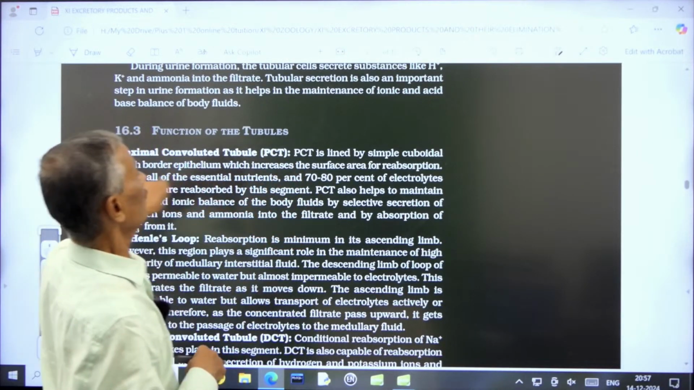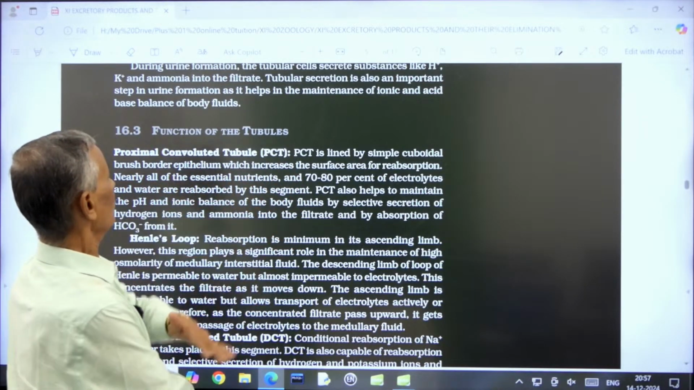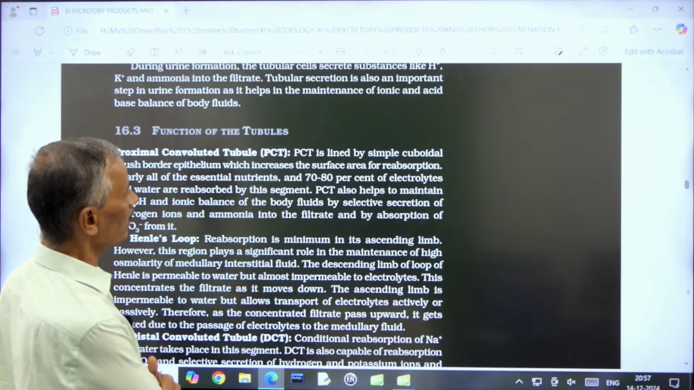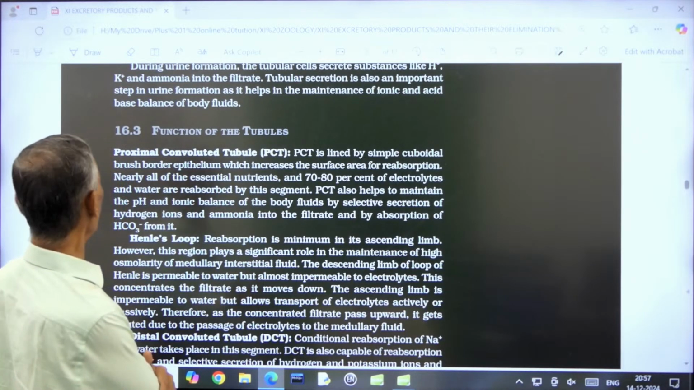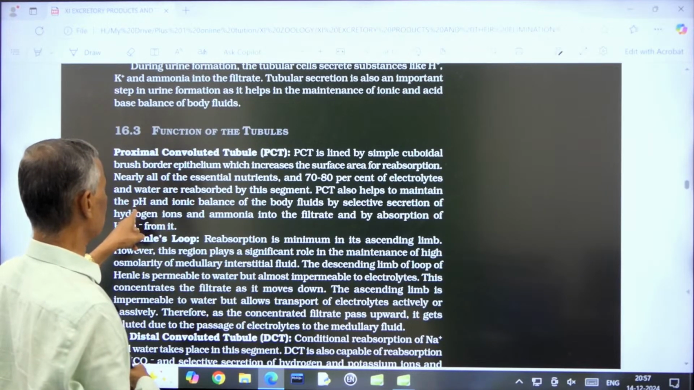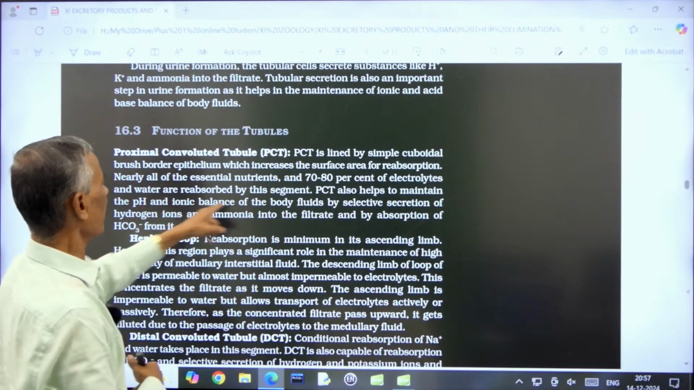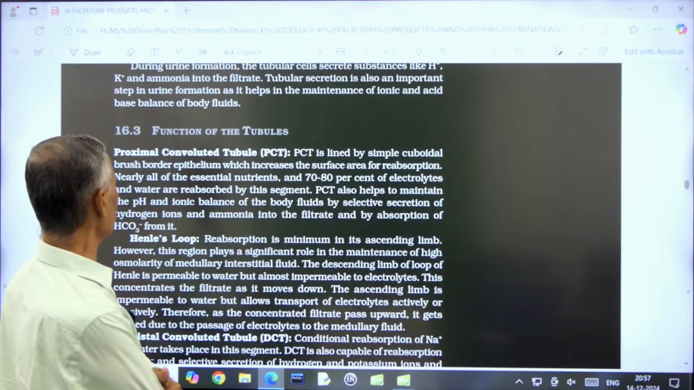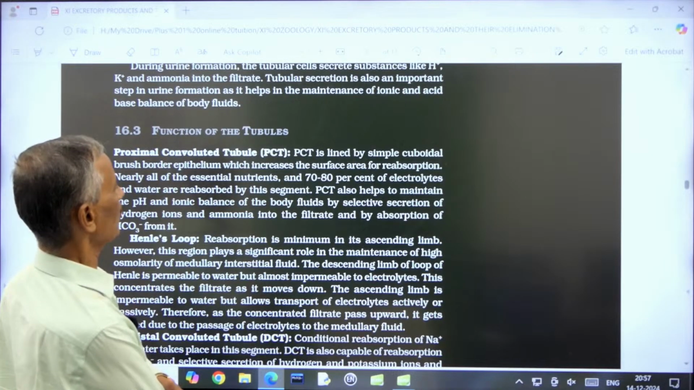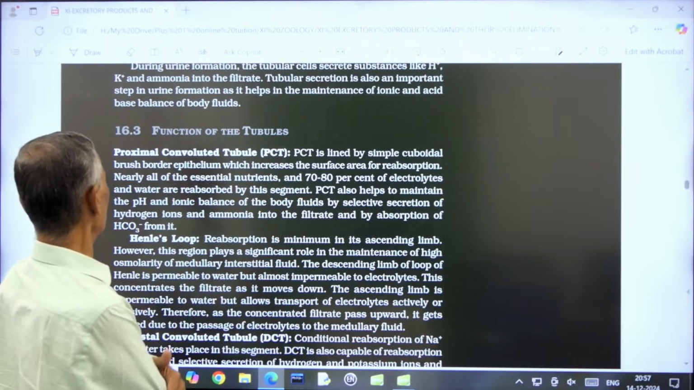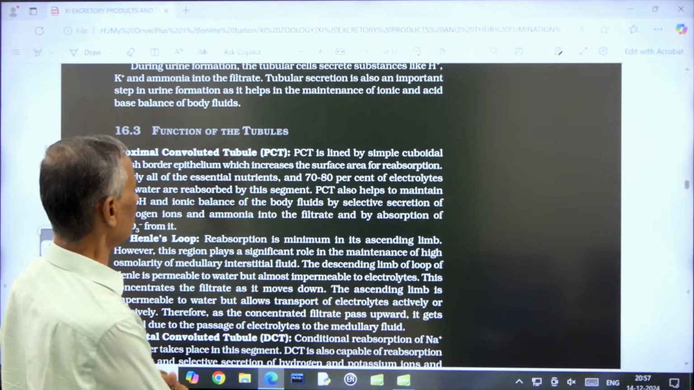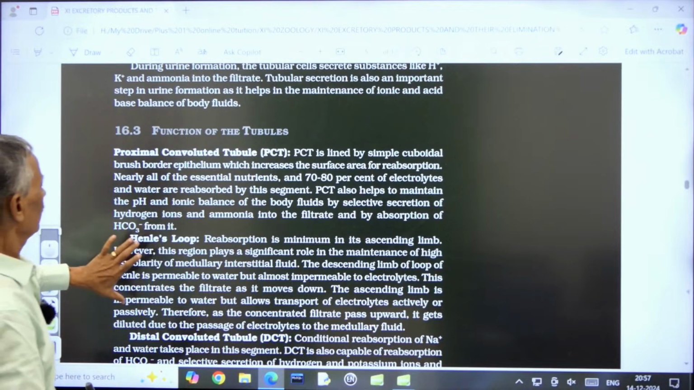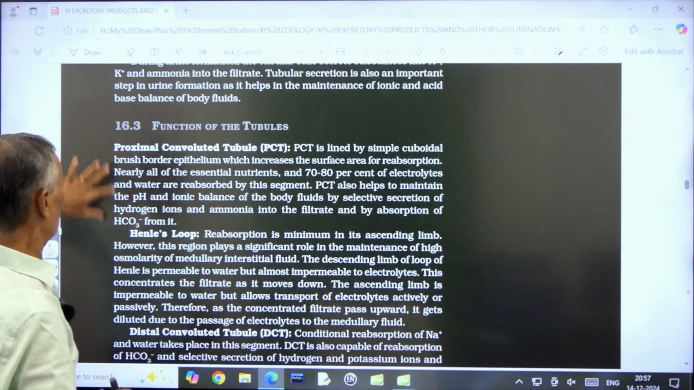PCT is the site where 70 to 80% of the electrolytes and water are absorbed, and it plays an important role in maintaining the pH, acid-base balance and ionic balance of the body fluids by selective secretion of hydrogen ions and ammonia into the filtrate, and by absorption of bicarbonate from it. Okay, what is the role of Henle's loop? I will tell you later on.